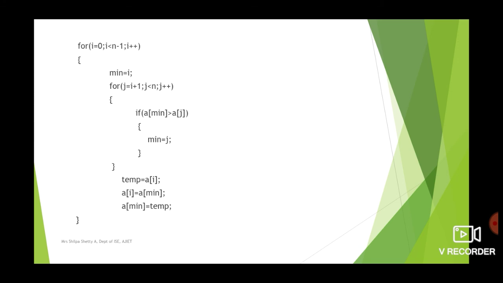Then, once we get the minimum element, the ith element and the minimum element have to be swapped. So temp is equal to a of I, a of I is a of minimum, a of minimum is temp. Here, a of I indicates the fixed position.